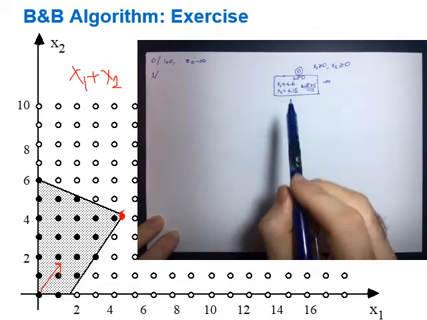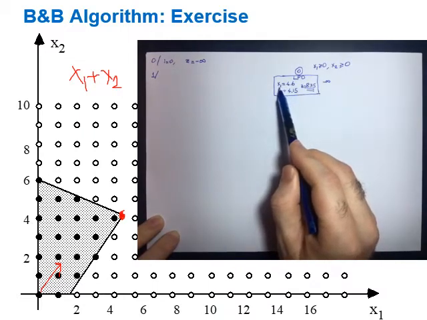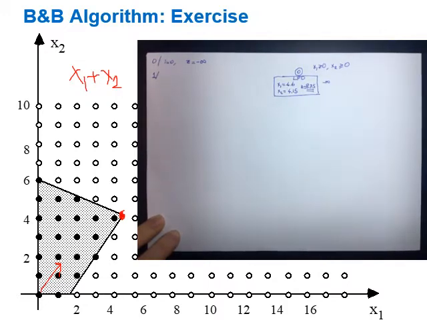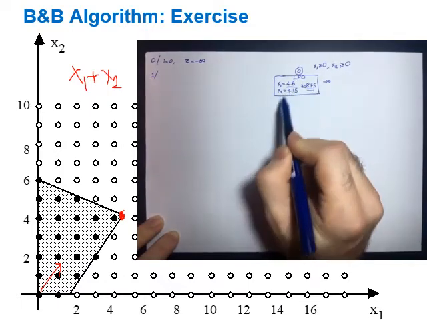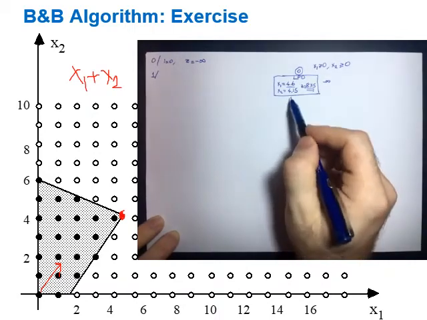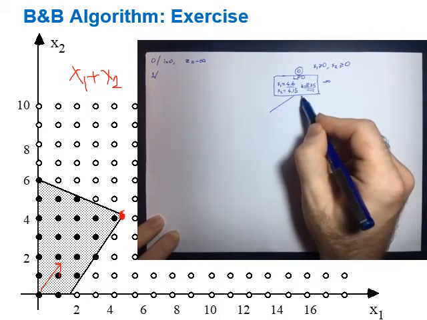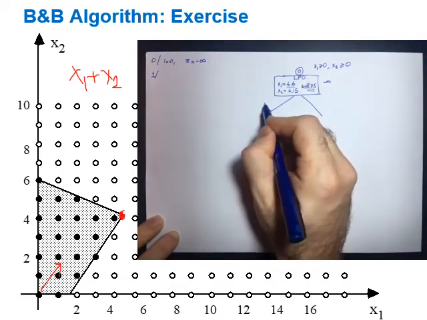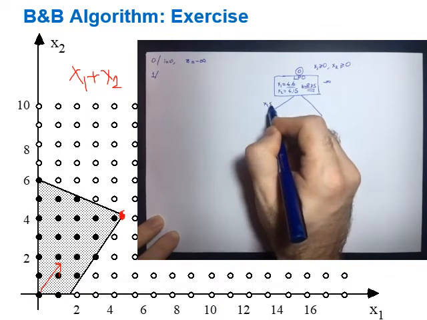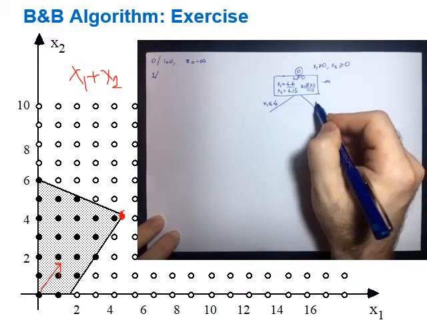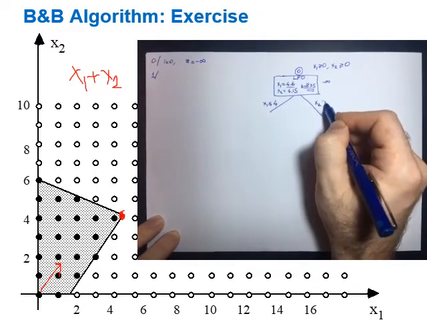And while branching, we need to select one of these decision variables, either x1 or x2. Since both of them are non-integer, we can select any one of them. So I'm going to select x1, 4.6. Since it's between 4 and 5, I'm going to branch it into 2, like this, and include these two constraints on the sides. On this side, I will say x1 is less than or equal to 4. And on this side, I will say x1 is greater than or equal to 5.